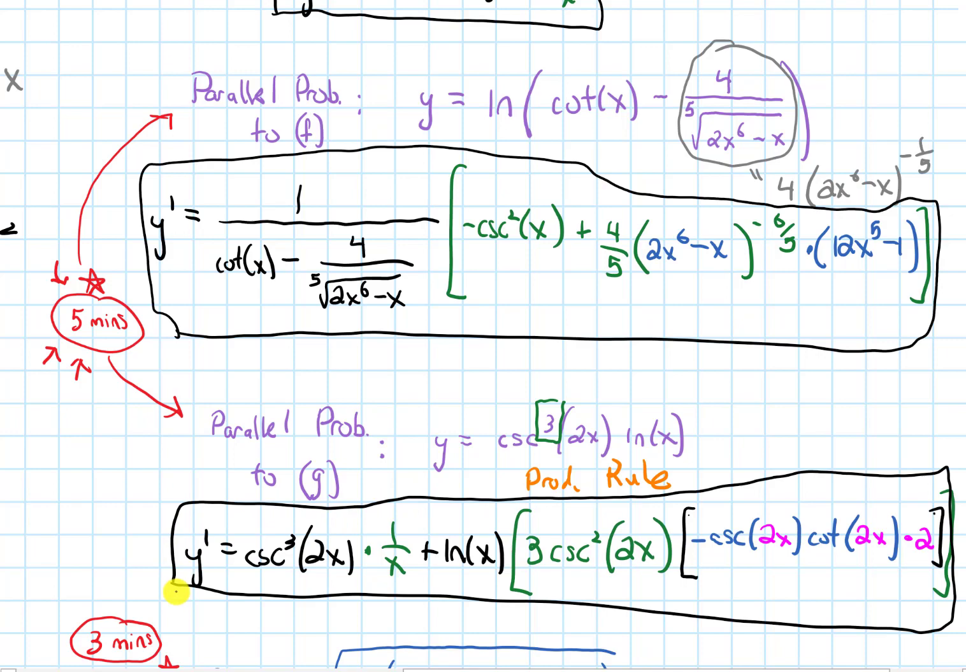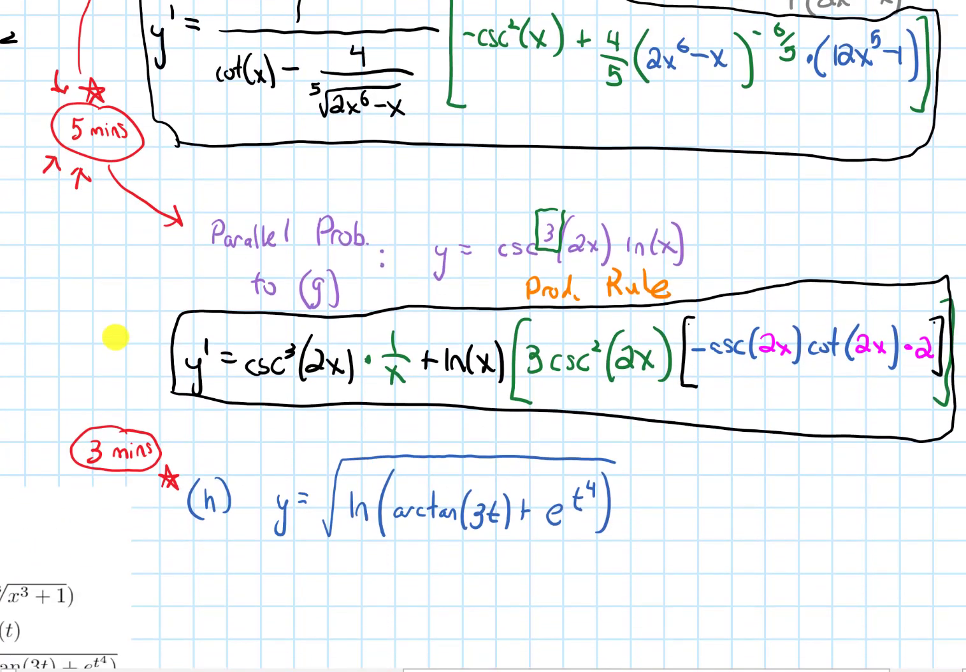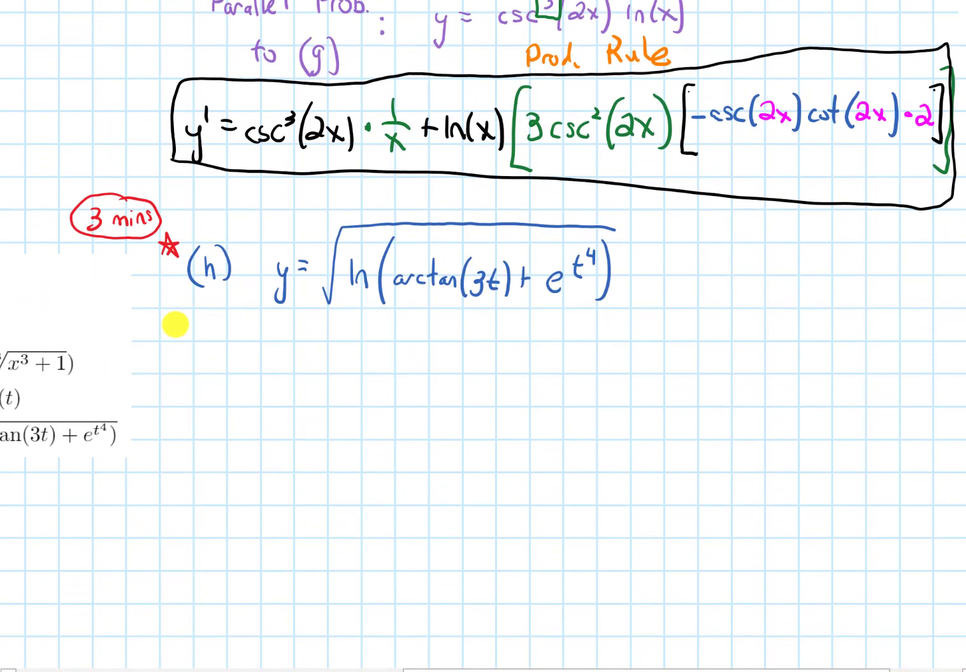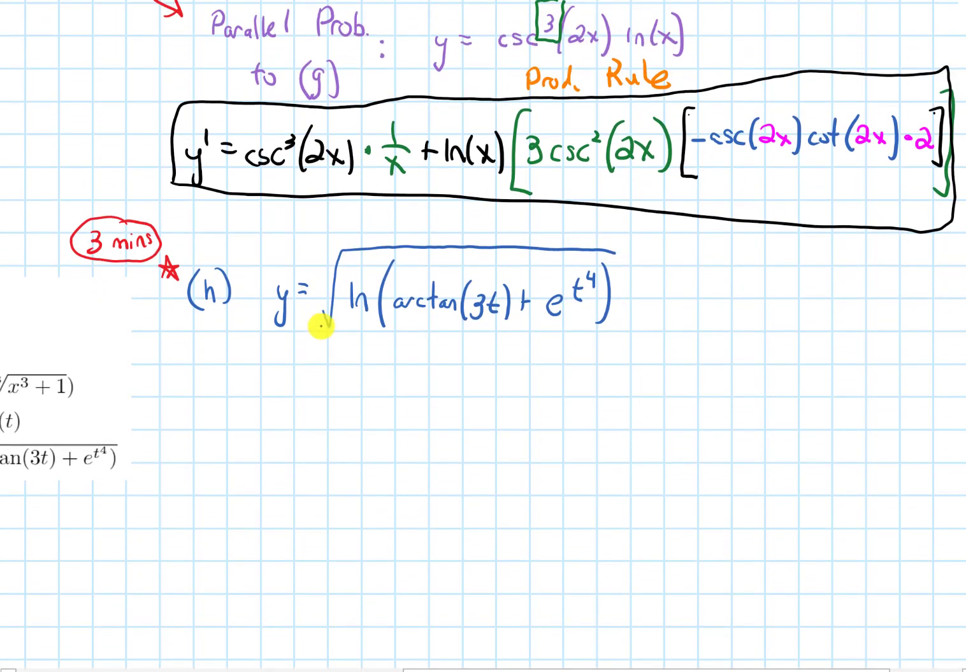That is our derivative. Let's do one more practice problem in this video. All right, so we are on to part H. We have this big old square root and ln of some stuff inside. First, do a pause for 3 minutes to try it. 4, 3, 2, 1, 3-minute pause.